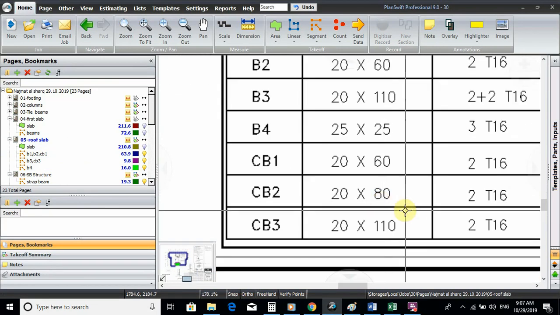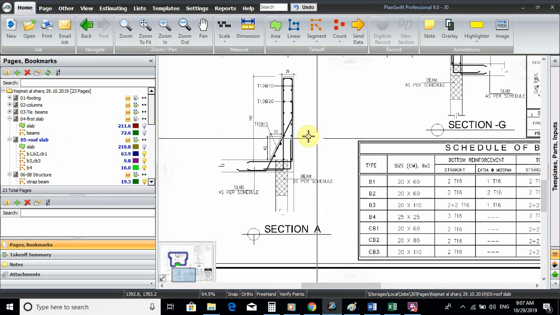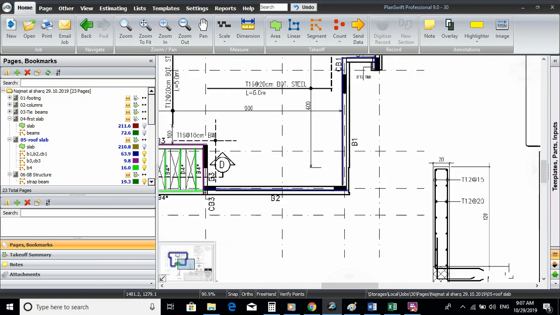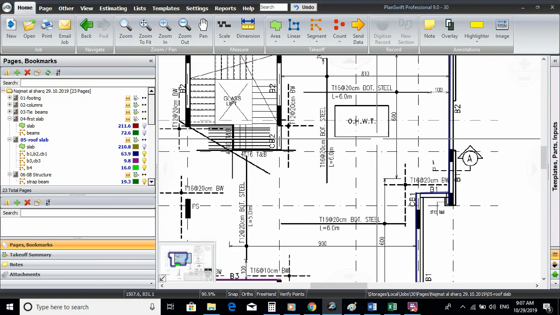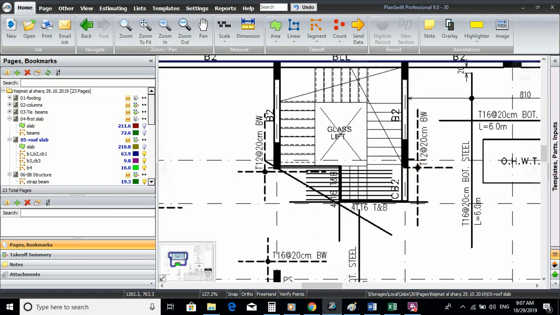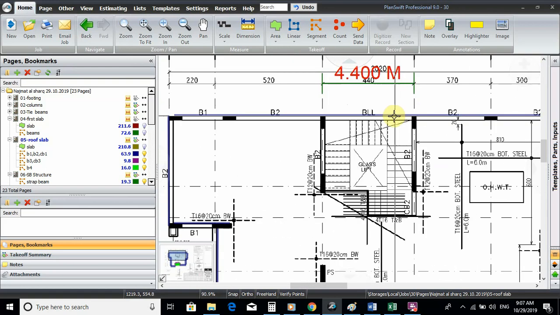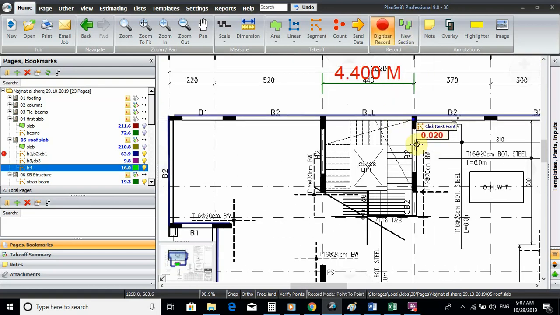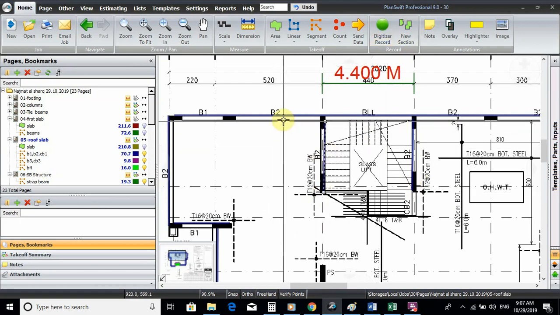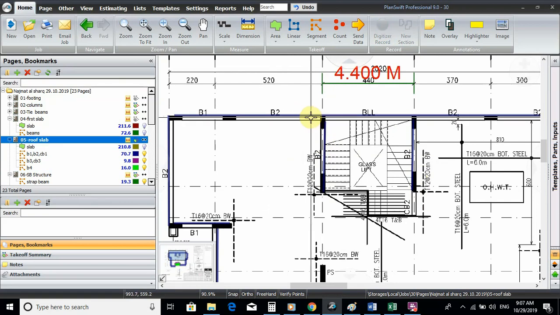CB2, 20 by 80. Where is CB2? Can you see CB2 here? I cannot see any CB2 here. This one. CB2, 20 by 80. Actually, we didn't calculate B2 and CB2. Okay. You have to correct this B2. That's what's beautiful about this software. If you have a mistake, you can correct it.